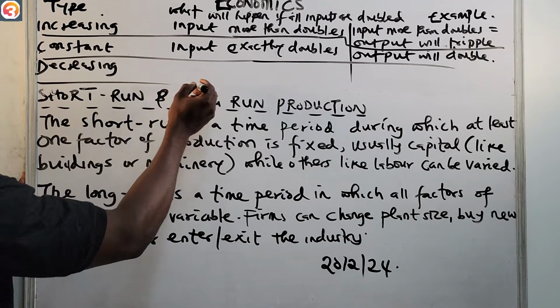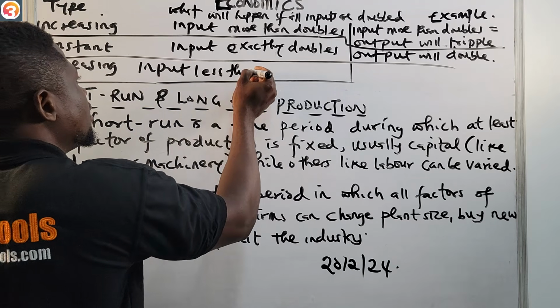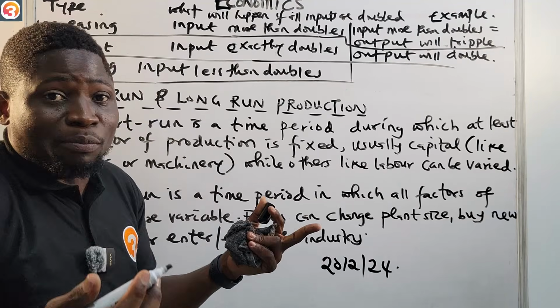Then for decreasing, what about if input less than doubles? If input less than doubles, that means that what?